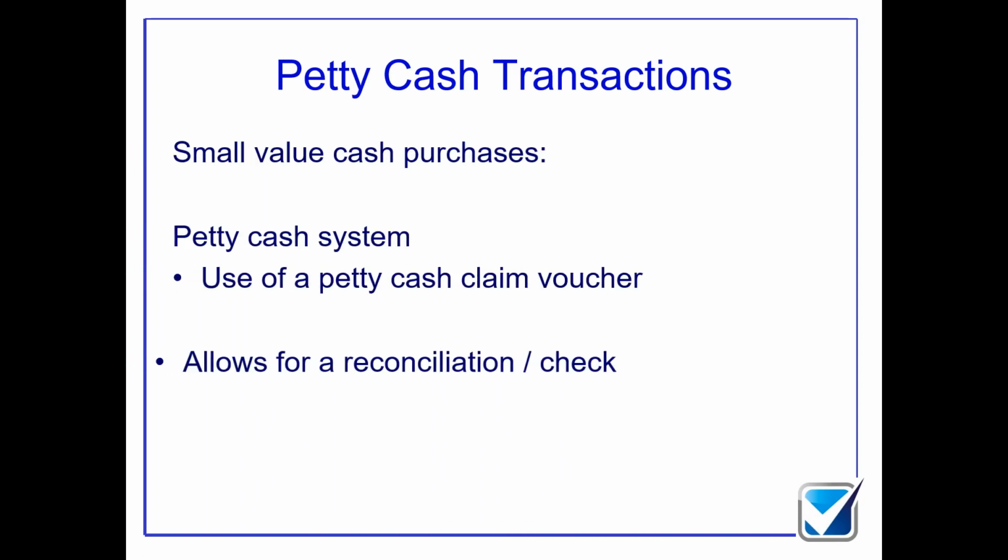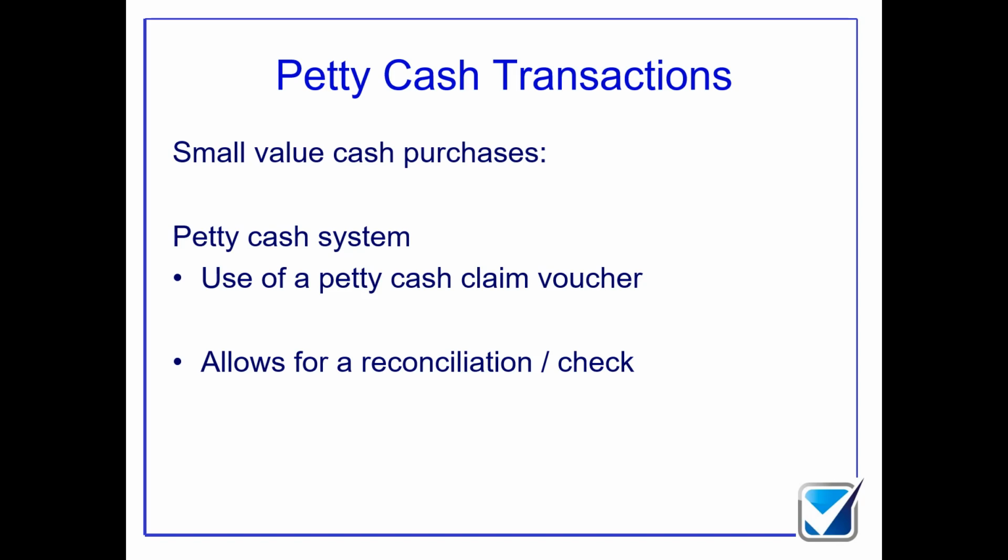Now, I did say we were going to look at petty cash transactions in a little bit more detail. And what we have within the petty cash transaction system is only small value cash transactions. And they tend to be cash purchases. So if you need to go and buy some milk to have a cup of tea, if you need to buy some biscuits to make sure you can have something to eat with your cup of tea, then that will be a small value transaction that will normally be paid for from petty cash.